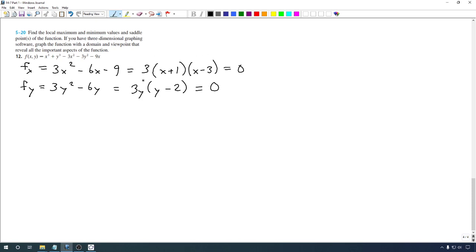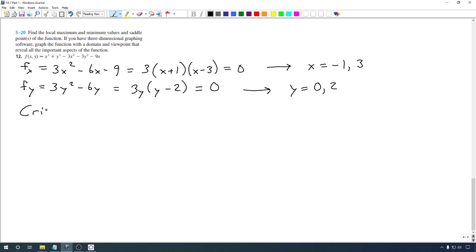But then from our first equation here, obviously the 3 doesn't really matter, but for this to equal 0, either x has to be -1 or x has to equal 3. For this one, either y has to equal 0 or y has to equal 2. But there's no condition saying that the -1 doesn't have to necessarily be paired up with the 0 or with the 2. It can be paired up with either one. So we have to look at all possibilities here. We have -1 with 0, -1 with 2, 3 with 0, and 3 with 2.